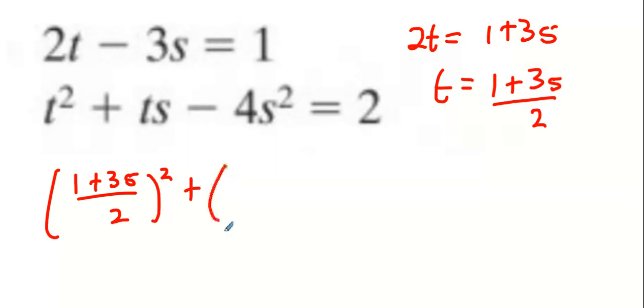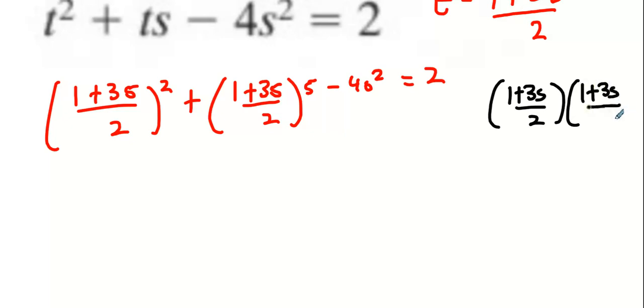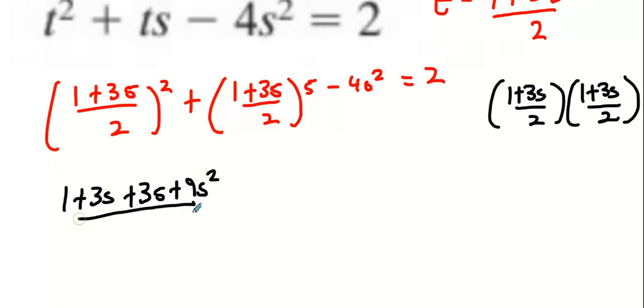Okay. 1 plus 3s over 2 times another s, and minus 4s squared equals 2. Now we're going to square this one out, which is a lot of hassle. It's 1 plus 3s over 2 multiplied by another 1 plus 3s over 2. Okay, multiply that out. You're going to get 1 plus 3s plus another 3s plus 9s squared, all over 4.